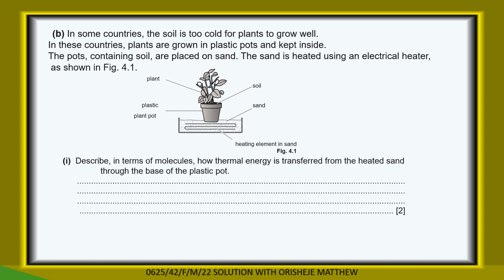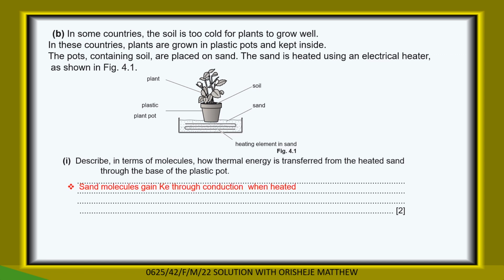In some country, the soil is too cold for plants to grow well. In this country, plants are grown in plastic pots and kept inside. The pots containing soil are placed on sand. The sand is heated using an electric heater as shown. Describe in terms of molecules how the thermal energy is transferred from the heated sand through the base of the plastic pot.